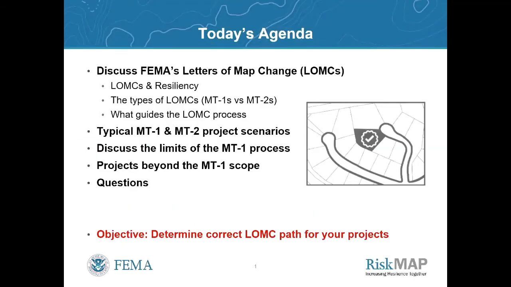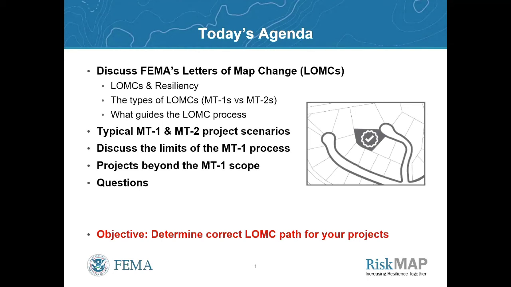This will be our agenda for today's presentation. First, we'll discuss FEMA's LOMACs, or letters of map change, and how LOMACs help communities become more resilient. We'll give a quick summary of the different types of LOMACs available, both in the MT1 space and in the MT2 space, and what regulations guide the LOMAC process. We'll walk through MT1 and MT2 project scenarios to give a high-level picture of what types of LOMACs are used for what types of projects. We will discuss the limitations of the MT1 process, and we'll focus on some example projects that are beyond the scope of MT1s. Finally, we'll take some questions.